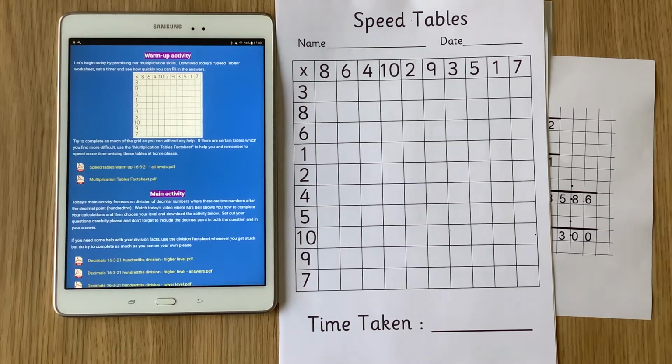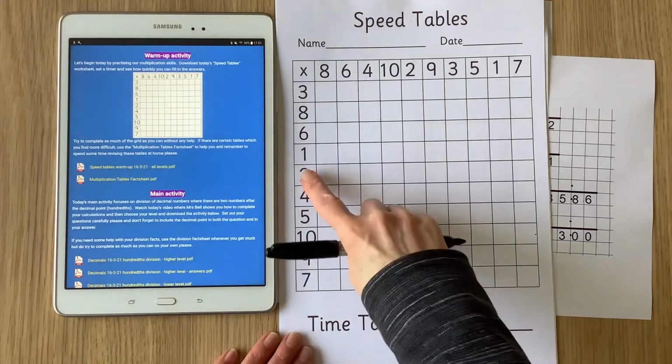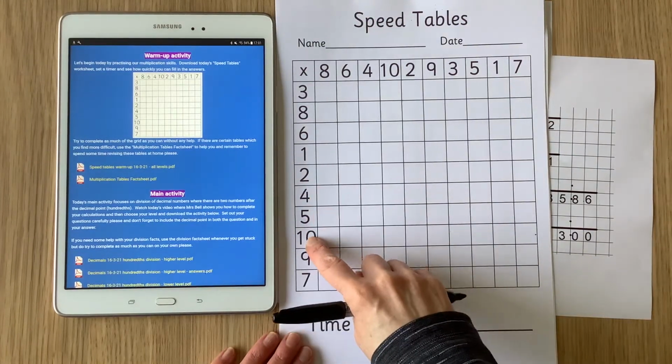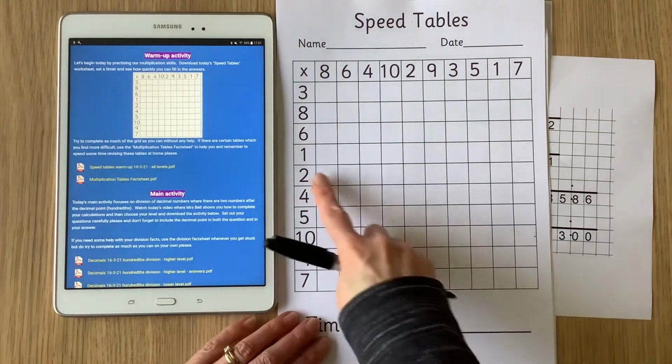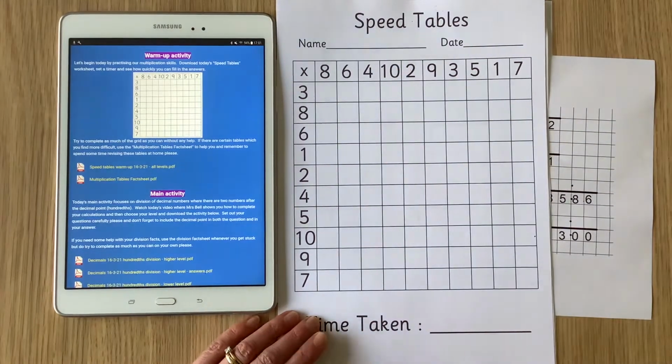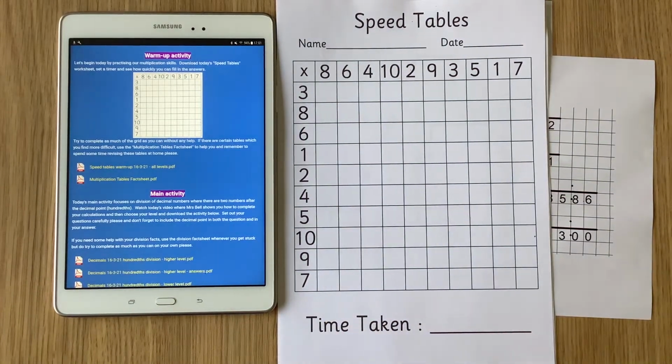Remember, you don't have to begin with the top line. You can begin anywhere you want. Of course, some tables are easier than others. The ones, the twos, fours, fives, tens, the threes, they're probably your easier tables. And then maybe do the harder ones afterwards. You might work going across, you might work going down. It's up to you. But how quickly can you complete this speed tables grid?